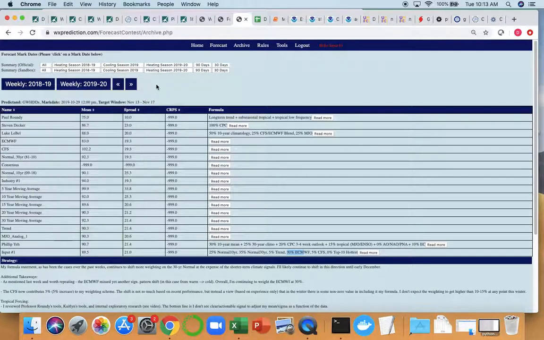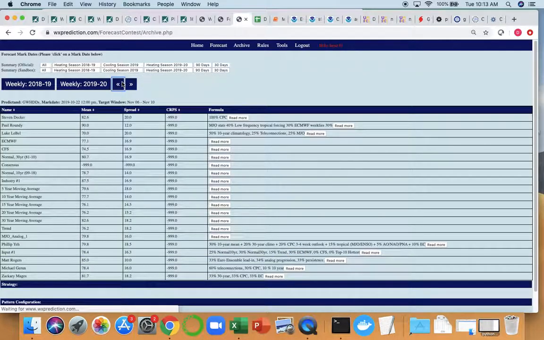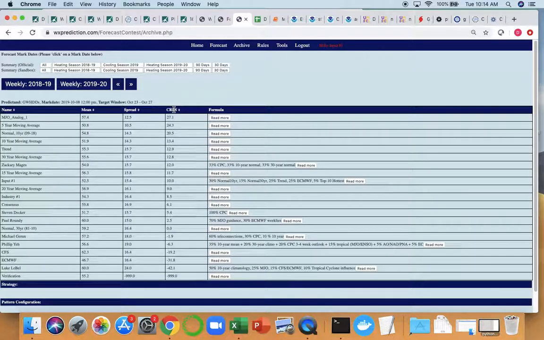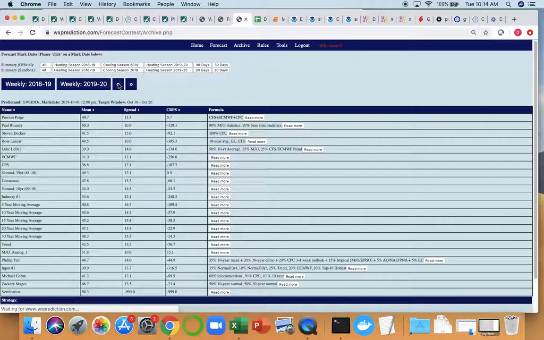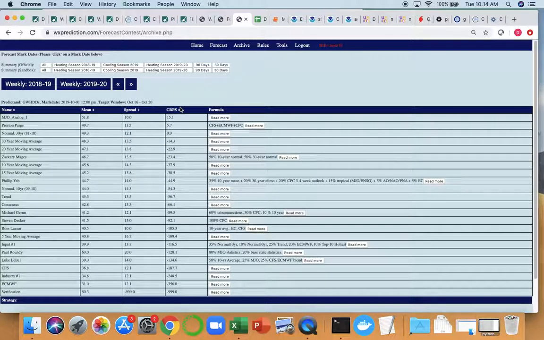So once again, I'm going to go to the last verification we have, which is, here we go. The last two verifications we have are for mark dates 10/8 and then the one before this, which was 10/1. And what you can see here, and I'll sort this by performance, the EC is near the bottom in terms of skill for the week of 10/8. And if we go to the week of 10/1 and sort this, it's also near the bottom.